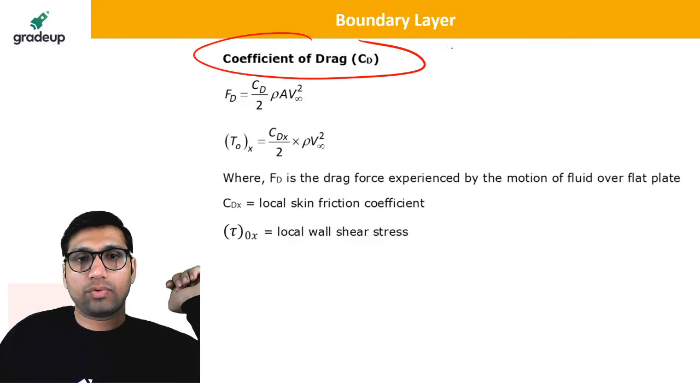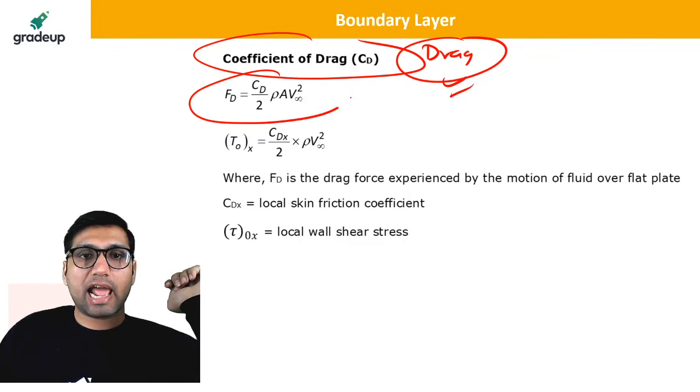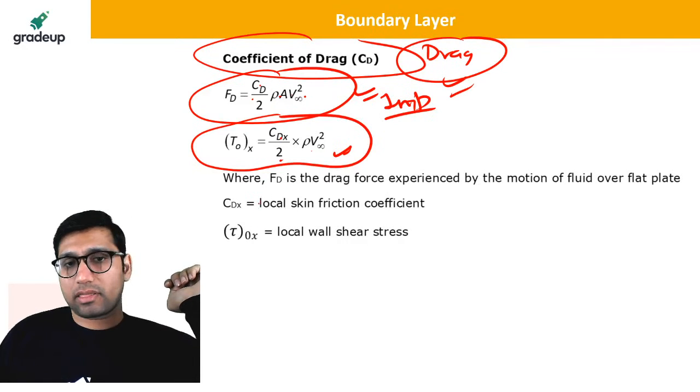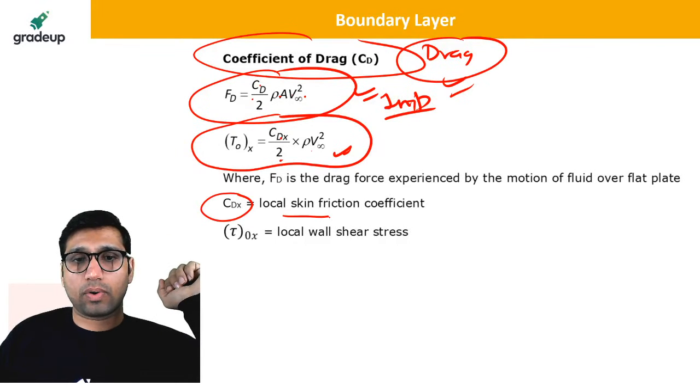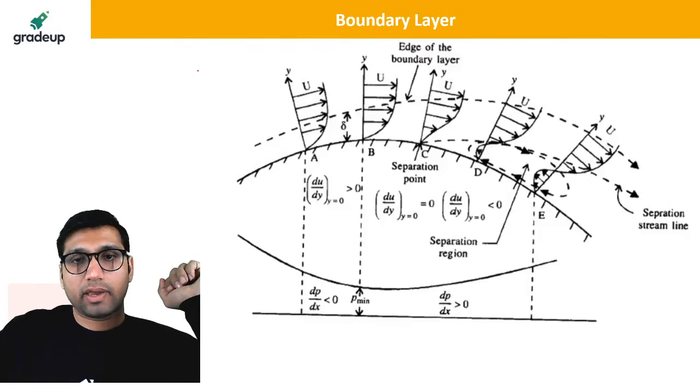Then we are using the concept of drag. This is also very important. The drag force is equal to half of CD rho A v infinity square, and the wall shear stress is equal to the local drag coefficient times half rho v infinity square. These are the two important formulas. Okay, so local and average skin friction coefficient: CDx is called the local skin friction coefficient. This is called local wall shear stress. These are important formulas.